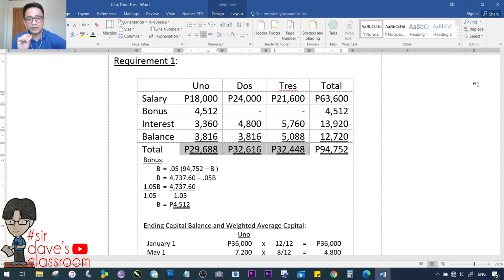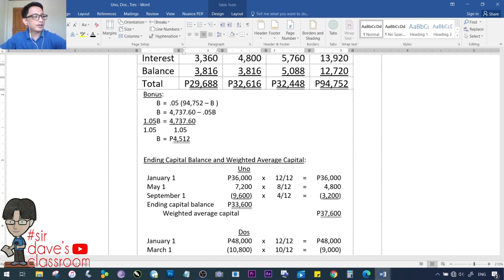Class, mas maganda kung gagawin mo muna siyang mag-isa bago mo titignan itong official answer natin. That way, pagka natamaan mo yung correct answer, iba yung satisfaction. Kaysa tinignan mo kagad yung sagot, maski naintindihan mo siya, hindi ganun kaganda. Anyway, papanoorin mo rin lang naman. Okay? Next, requirement number 2.